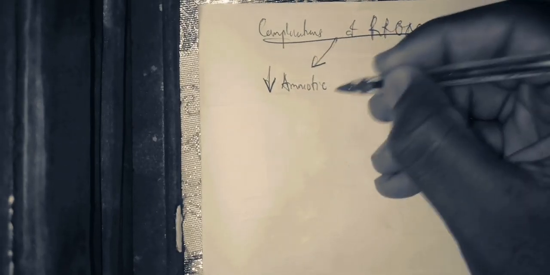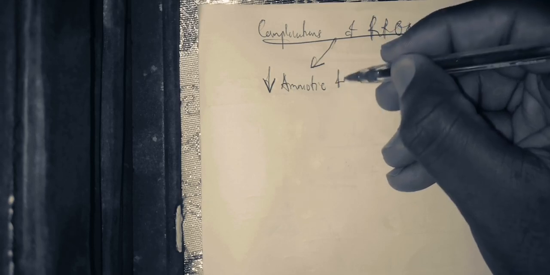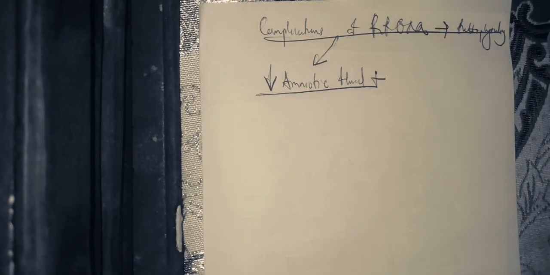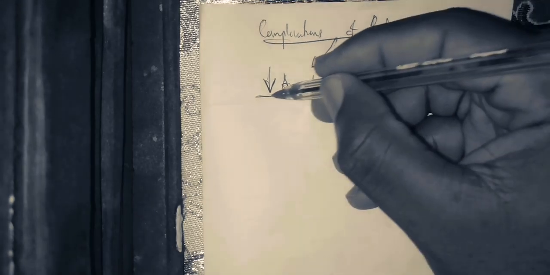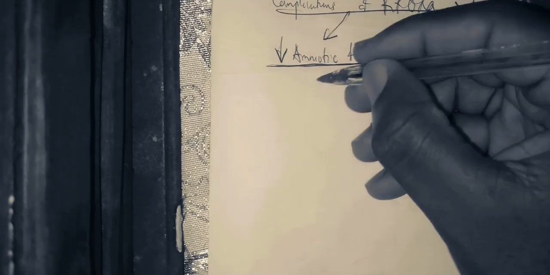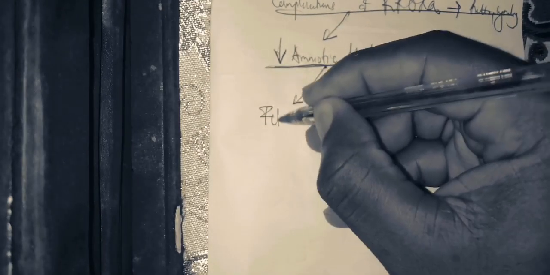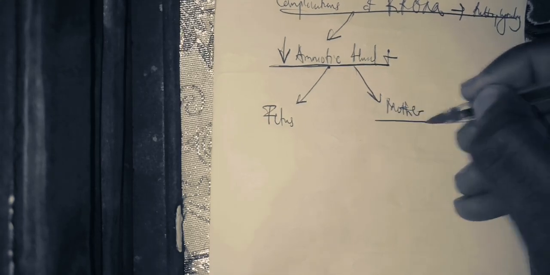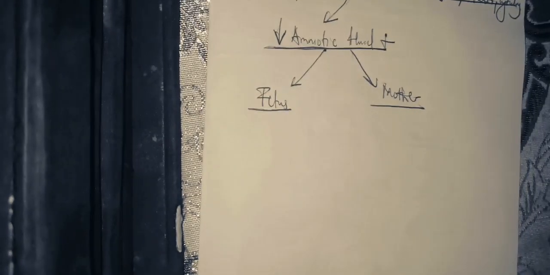We need to know that the complications of premature rupture of membrane are going to be associated with, one, a reduced amniotic fluid. Complication associated with reduced amniotic fluid. Is it clear? Now, for the complication associated with reduced amniotic fluid, you need to know that generally the amniotic fluid is both beneficial to the fetus and the mother. Is it clear?